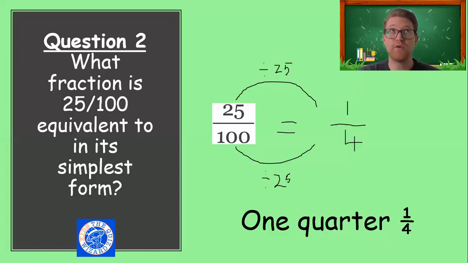Or you could find another number that goes in, which is 5. So how many 5s go into 25? 5, 10, 15, 20, 25, so 5. How many 5s go into 100? That's 20. So it'd be 5/20. And then you could see which number goes into 5 and 20, which is 5 again. How many 5s go into 5? 1. And how many 5s go into 20? 5, 10, 15, 20, 4. So again, it's 1/4. Well done if you got that one right.